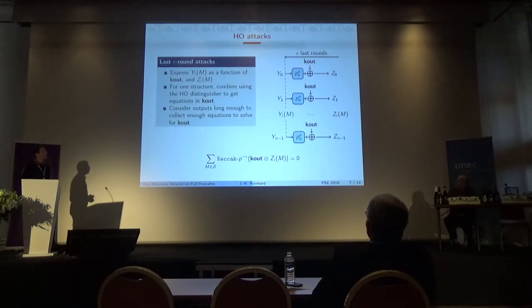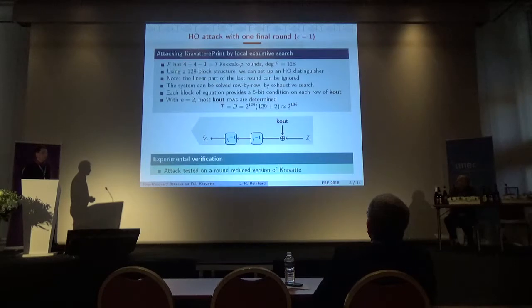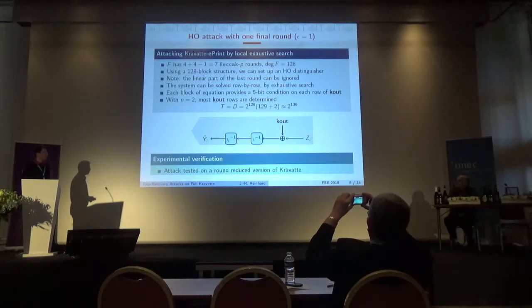And if you consider outputs that are large enough, for each output block you get one block of equations. So you collect enough equations to solve the system and recover the output key K out. So we can consider what happens when we have just one final round. In this case, the function f has degree 128, and we have to use structures of 129 blocks.